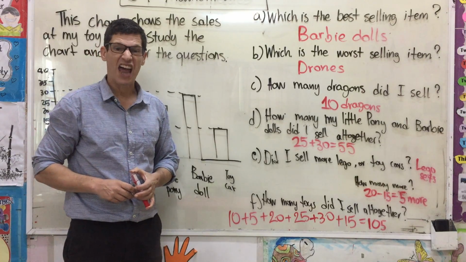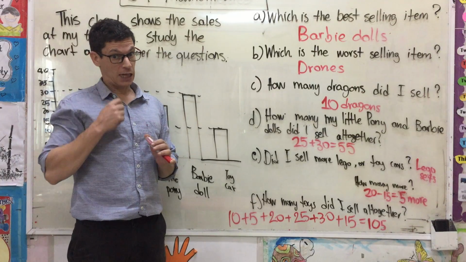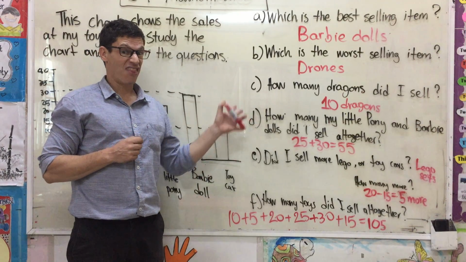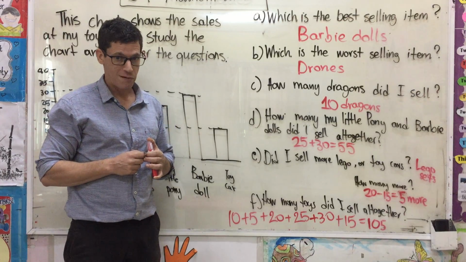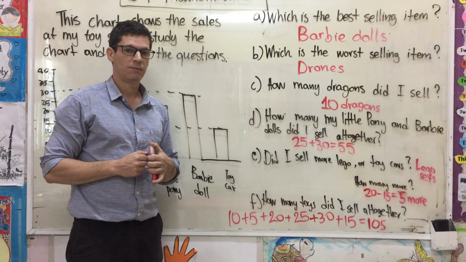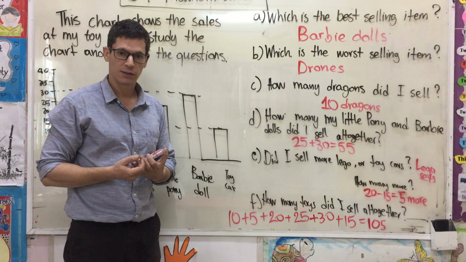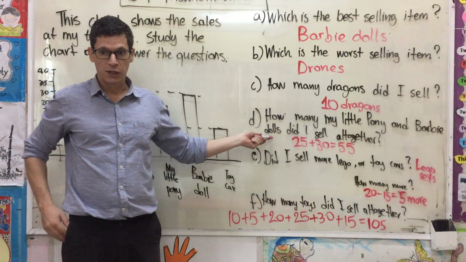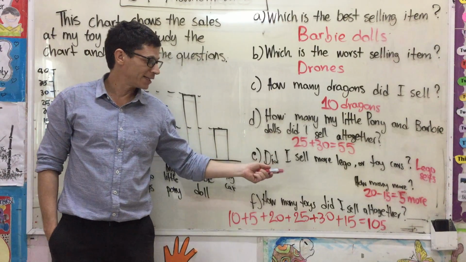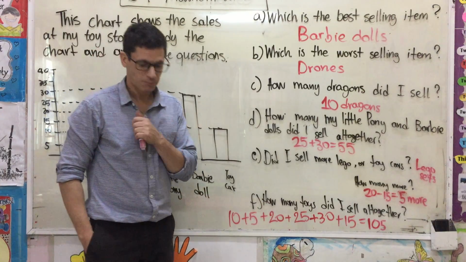I sold 105 toys. Again, and for the last time, I'm telling you that these numbers are different from the numbers that you have in your worksheet. The thinking process, though, is not different. So don't forget to do an addition for D, a subtraction for E, and a big addition for F.